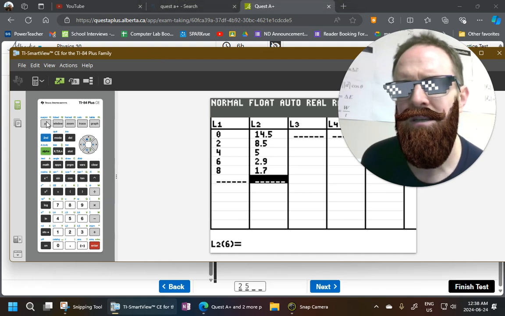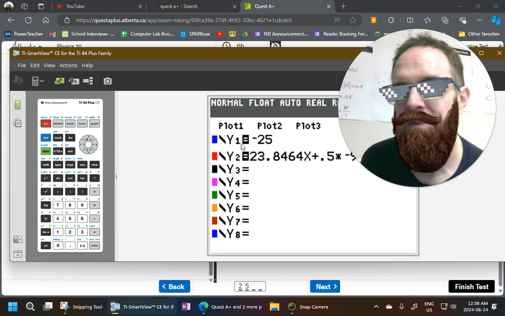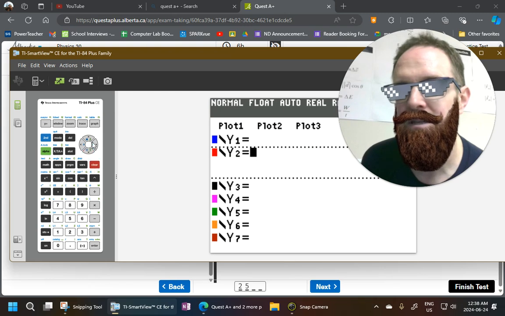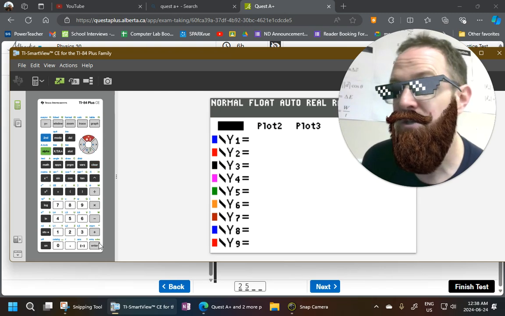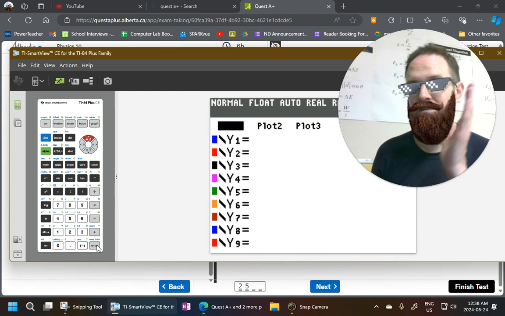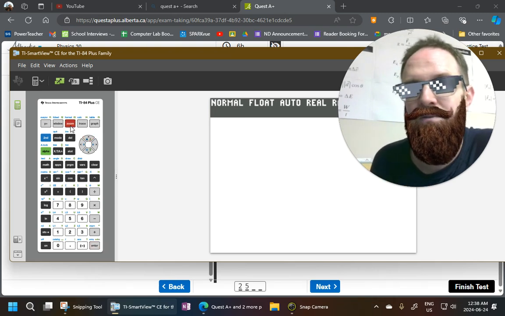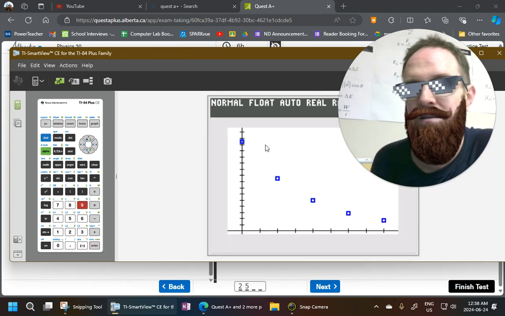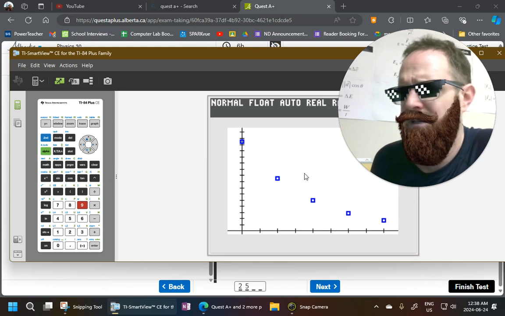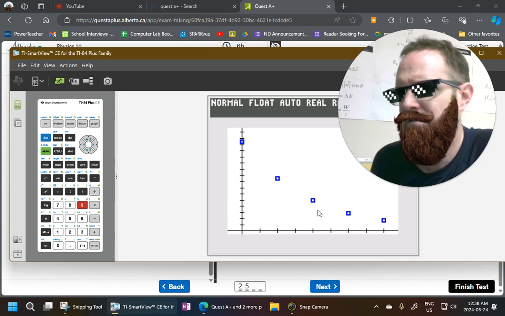Looks pretty good. I'm going to go y is equal to. I'm going to get rid of all this garbage that's in here. I'm going to go to plot 1 and turn that on. Plot 1 plots L1 and L2 as X and Y, so I can see what this looks like. And we're going to go zoom stat. So there's my graph. It looks really nice. You can see where the y-axis is and all that stuff.